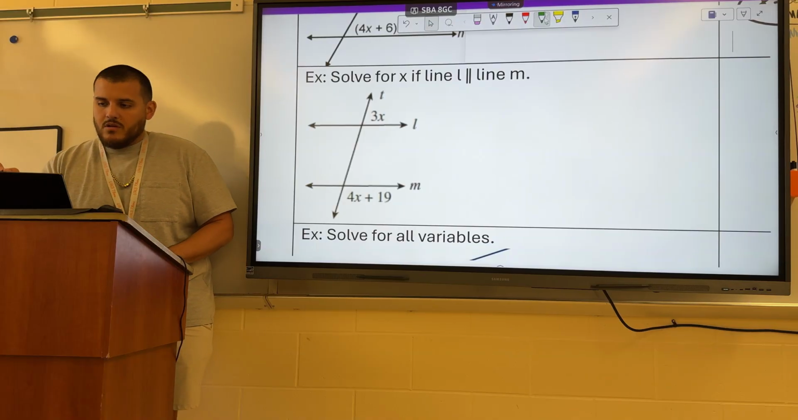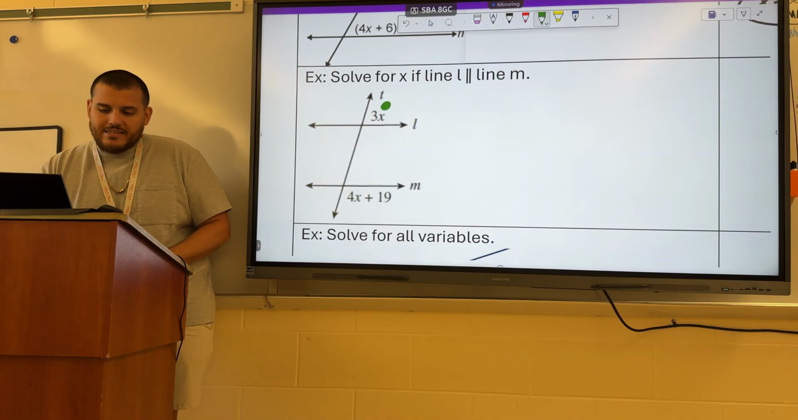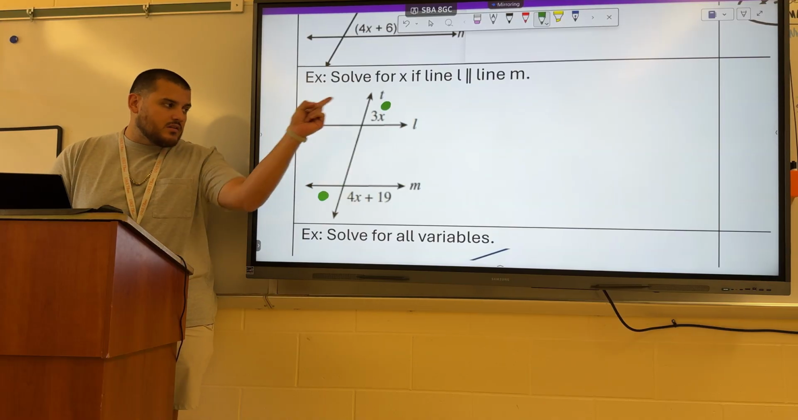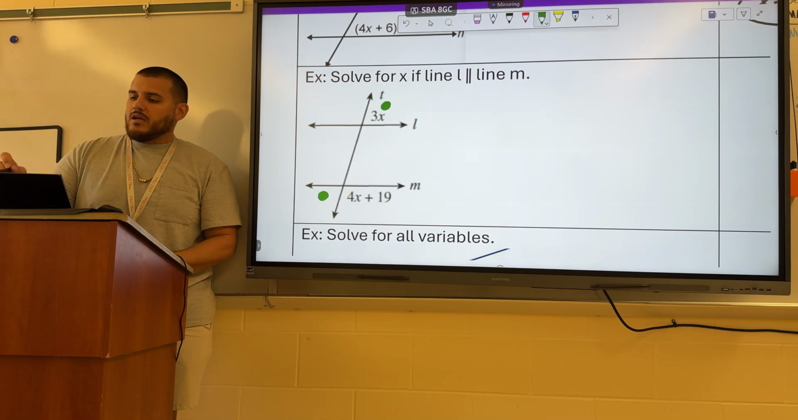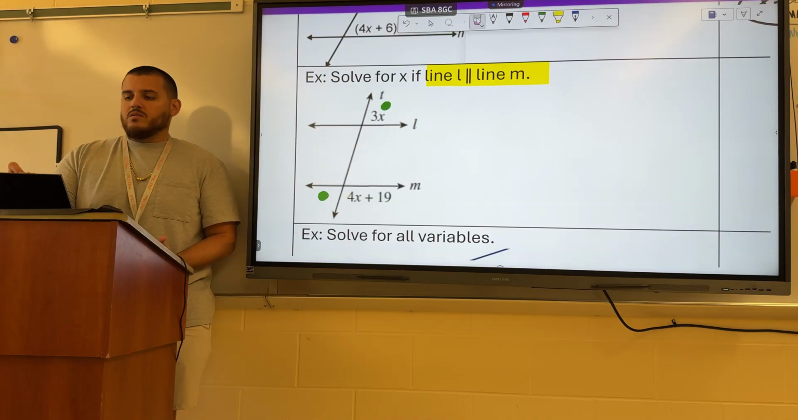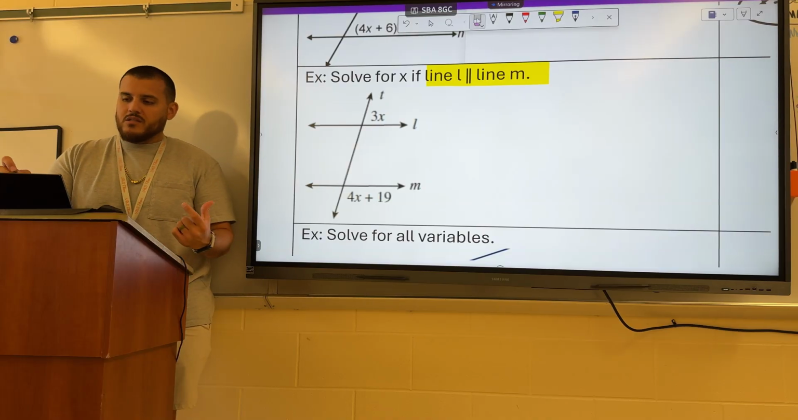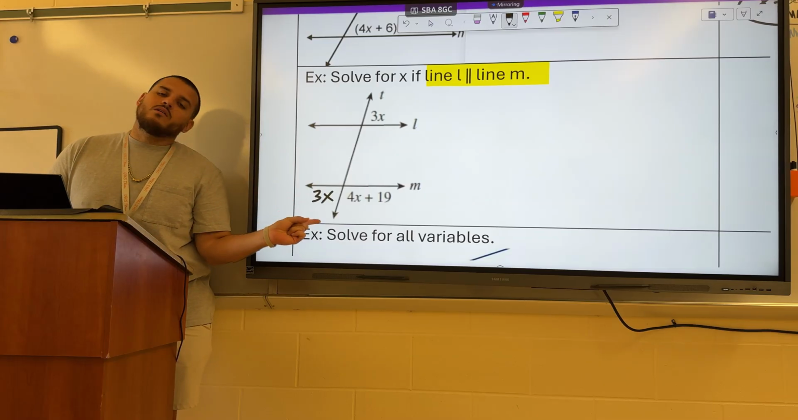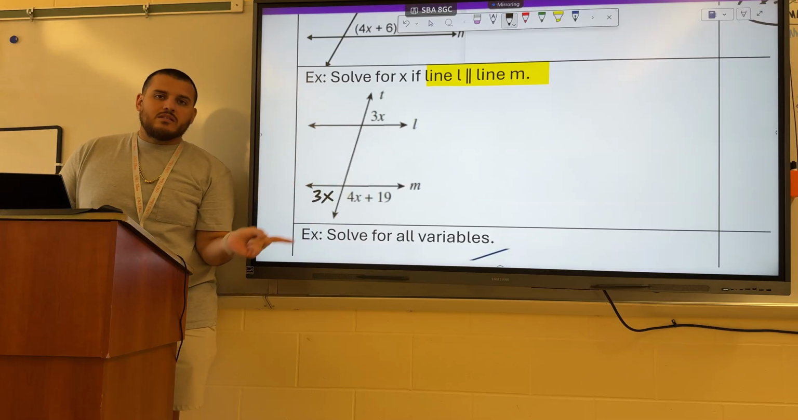For example, I know that that angle 3x and this angle that's right next to my 4x plus 19, those are alternate exterior angles. And because we're told here that our lines are parallel, I know these angles have to be congruent to each other. So what we can do that can help us in these scenarios is I know that these angles are the same. So I can also call this 3x. It's going to be the same exact value.